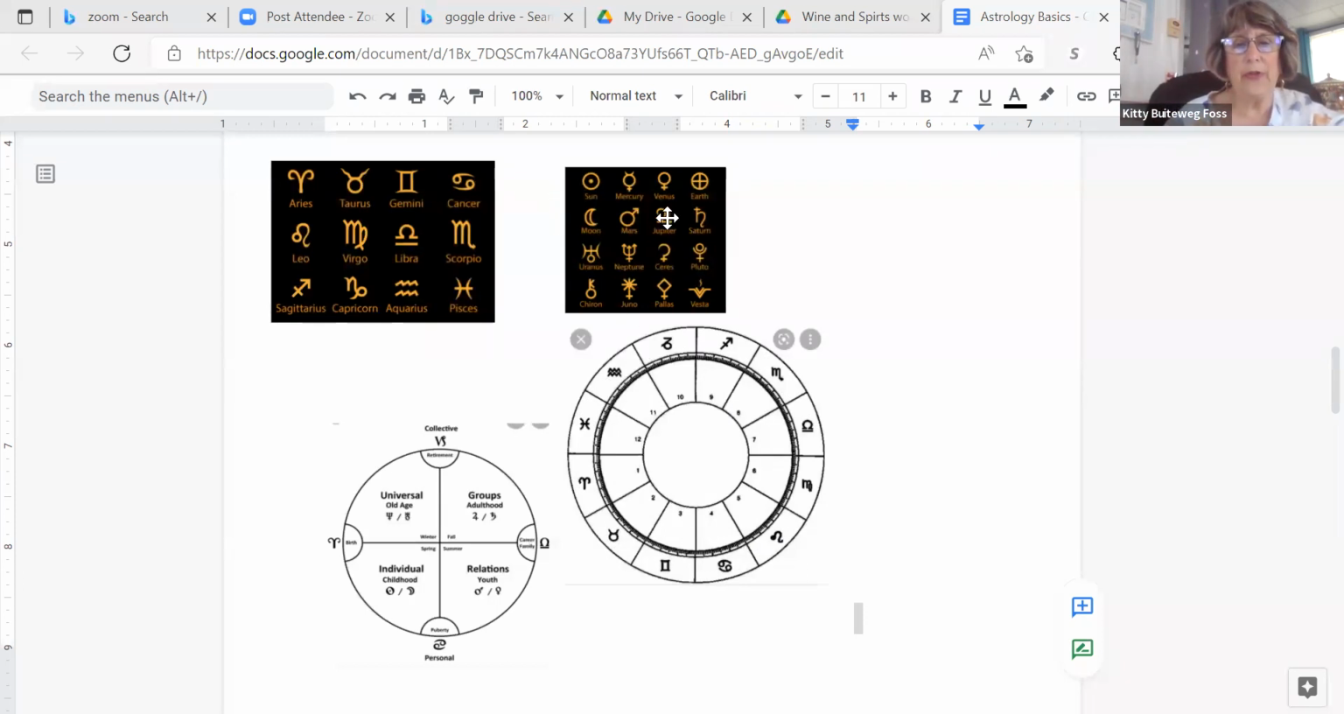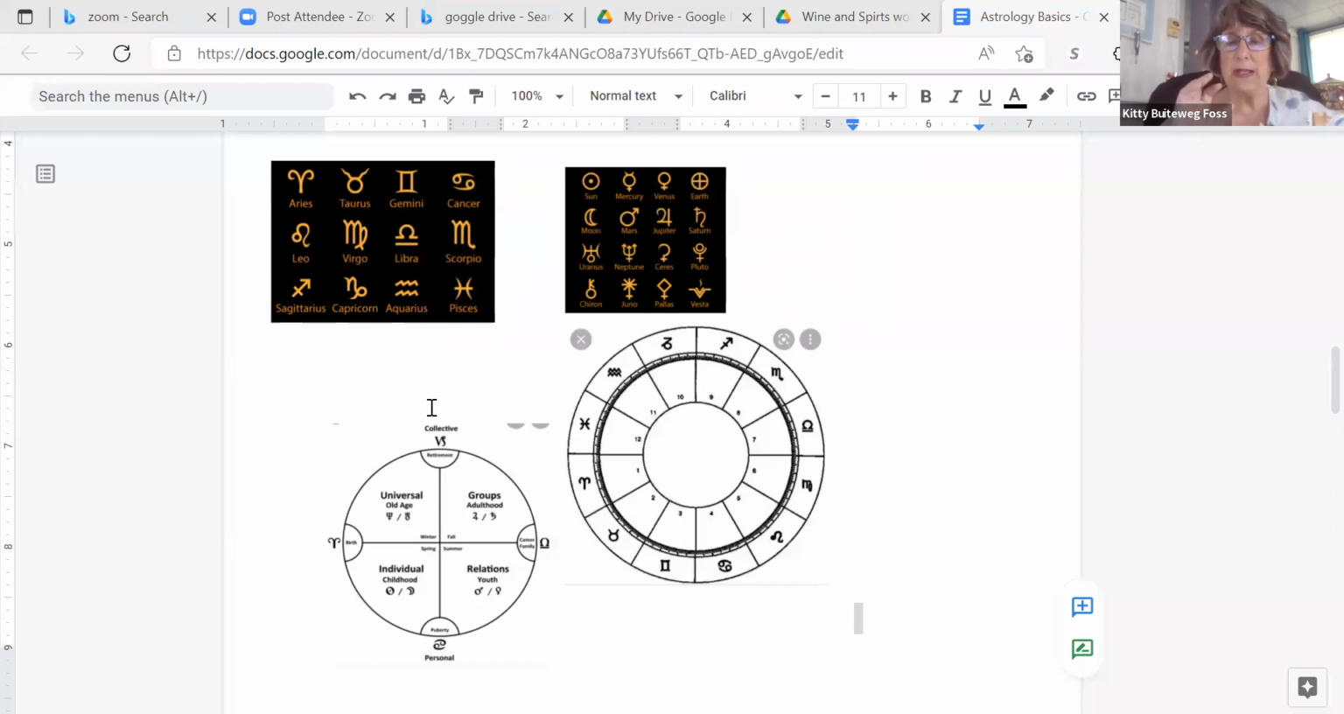Here are the glyphs for the planets. Again, the planets tell us what we're talking about. The sun, we talk about ourselves. The moon, we talk about our private side. This one right here is called Chiron. We'll learn about that. That's your wounded healer. It's the wound that you learn from. This one is Pluto, that transformational energy. And here again are the signs for the planet.